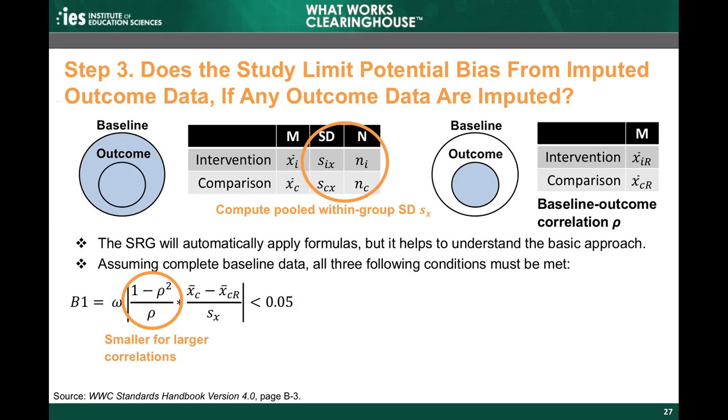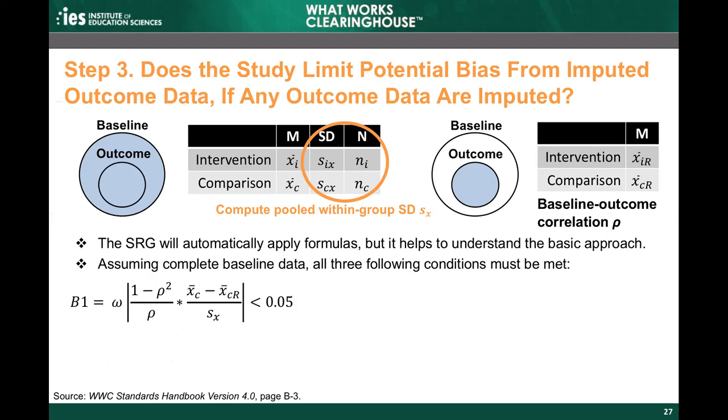Then there's a term here that depends upon the baseline outcome correlation rho. And the important thing to note here is that this term is smaller for larger correlations. This goes back to the point that I was saying earlier, that if you have stronger baseline outcome correlations, that's a better imputation, and the more you can limit imputed outcome data bias from that.